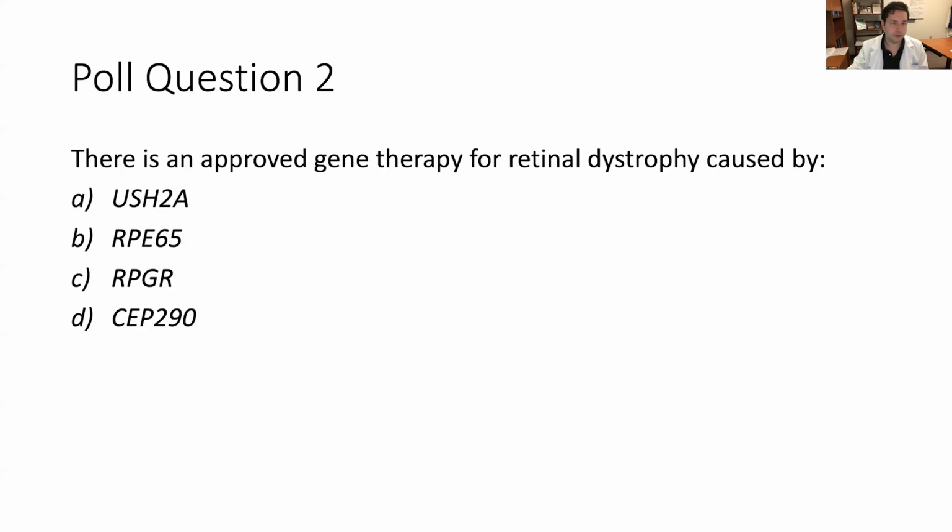Let's go to poll question 2. So there's approved gene therapy for retinal dystrophy caused by which of the following genes? USH2A, RPE65, RPGR, or CEP290, an approved gene therapy. That's great. 56% of respondents say RPE65, and you're right. And that's very important and really important for identifying that particular condition based on the clinical phenotype.